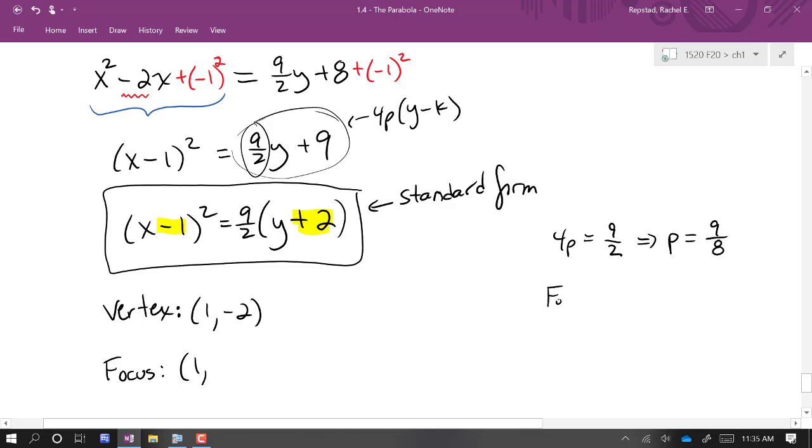So the focus, the x-coordinate is 1, the y-coordinate is negative 2 plus 9/8, because it's 9/8 units up from the vertex. So that's negative 2, that's negative 16/8 plus 9/8 is negative 7/8. So there's my focus.